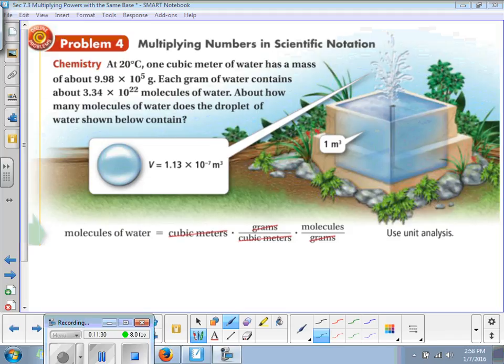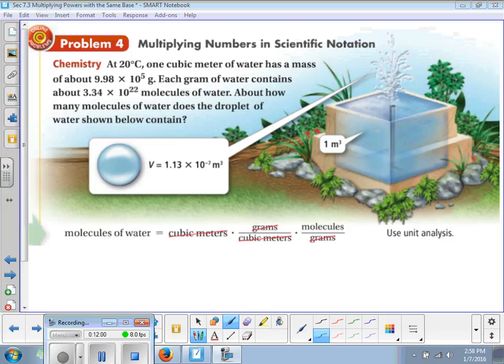Problem 4 is multiplying numbers in scientific notation. You can make a note of what page this is in the textbook, okay? What page is it on? 428. Okay. All right. So, at 20 degrees Celsius, 1 cubic meter of water has a mass of about 9.98 times 10 to the 5th grams.